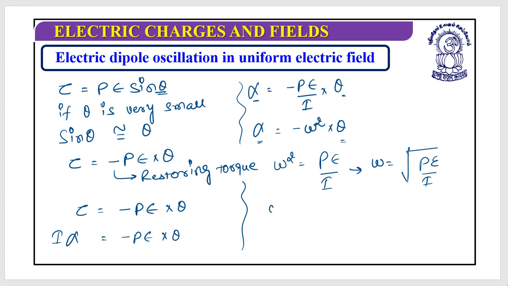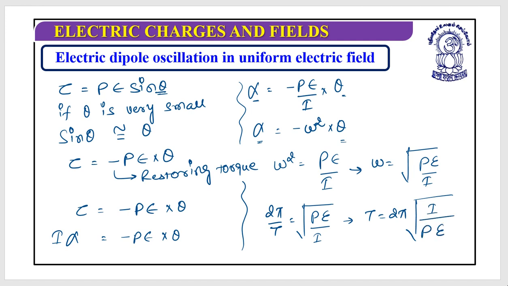I know that omega is equal to 2 pi by T. I'm sure you must be knowing this. Dividing by root of PE by I, this T is equal to 2 pi under root of I divided by PE. This is the time period. This is the time period of its oscillation if the dipole is placed in a uniform electric field.